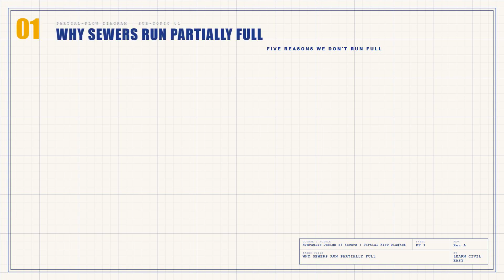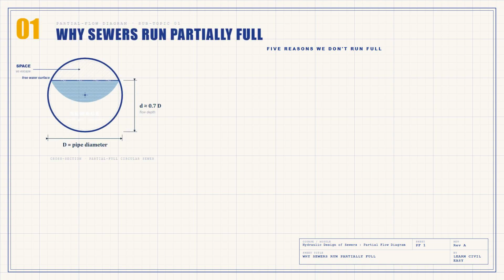Here is the partial flow diagram in cross-section. A circular sewer pipe of diameter D, but sewage flows at a depth d which is less than D. There is always an air space above the water. This is not by accident, it is by design. Why do we never design a sewer to run full?